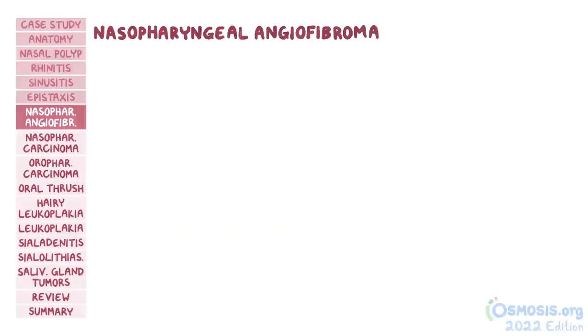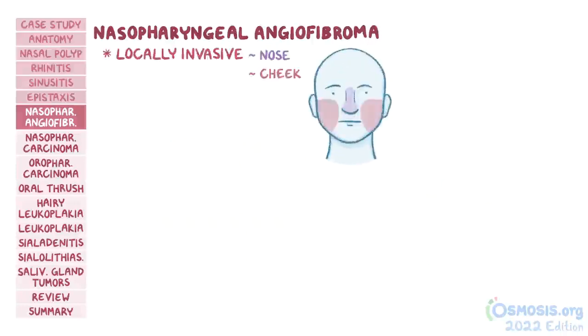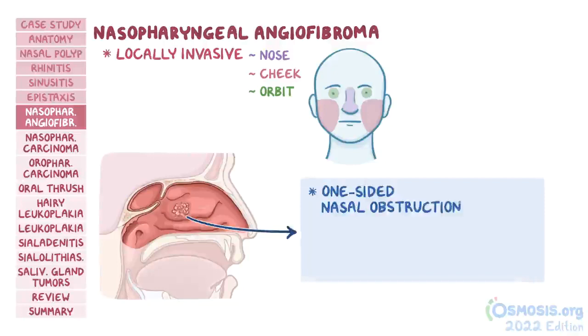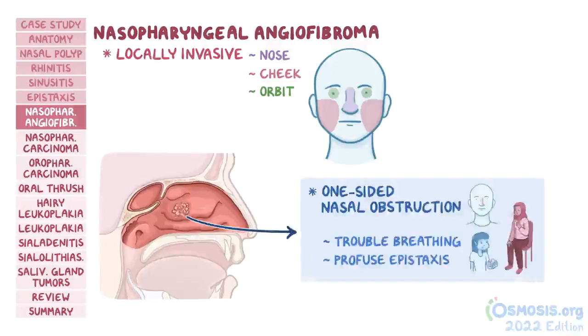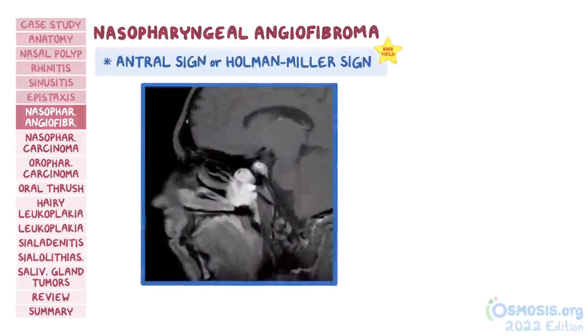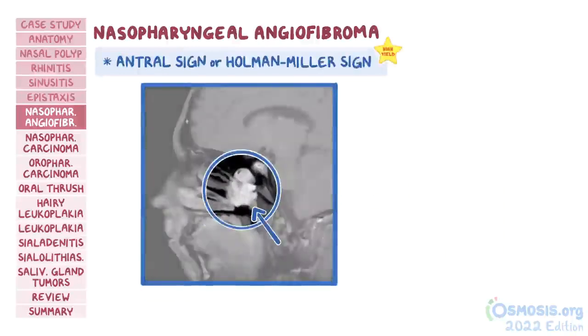Now, although it is a benign tumor, it is locally invasive and can invade the nose, cheek, and orbit. Because it tends to grow in the back of the nasal cavity, the clinical picture usually consists of one-sided nasal obstruction associated with trouble breathing and profuse epistaxis. On your test, a sign to look for in nasopharyngeal angiofibroma is the antral sign, or Holman-Miller sign, which is the forward bowing of the posterior wall maxilla.